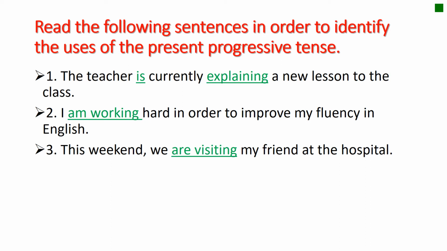Okay, let's take a look at the following sentences. The teacher is currently explaining a new lesson to the class. Notice that this action is happening at the moment of speaking, and we have the word currently, which means right now. Sentence number 2, I am working hard in order to improve my fluency in English. Well, this doesn't necessarily mean I'm doing this action right now, but it means these days this is what I'm working on. We also, in this case, use the present progressive tense.